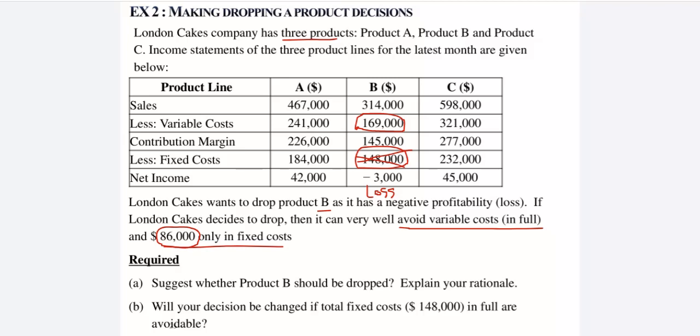Suggest whether product B should be dropped. يعني هو بيسألني هل البرودكت بي بقى بناء على المعلومات اللي انا اديها, according or based on the information I give you, should we drop product B؟ And بيقول لي ايه؟ Don't say just yes or no. No, we will make calculations of course and explain your rationale.